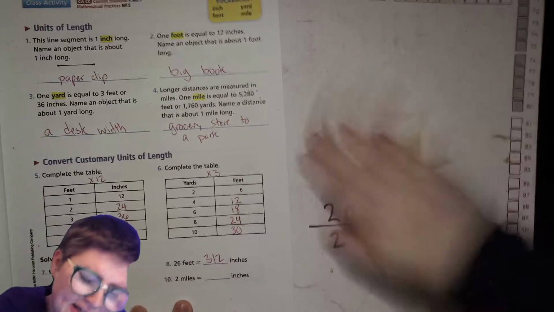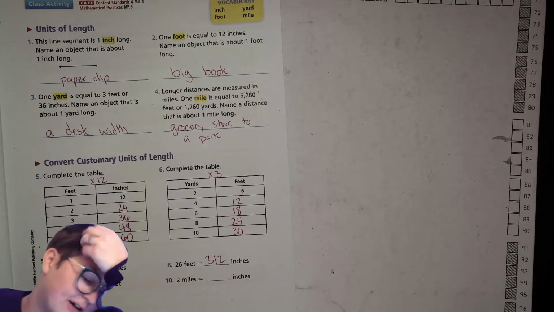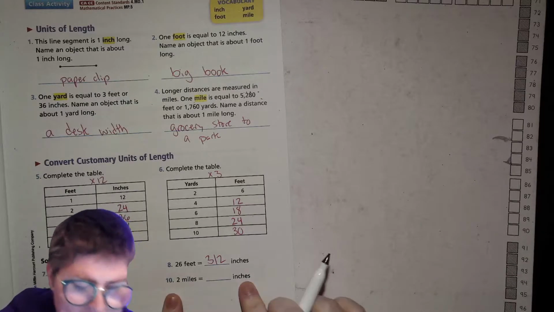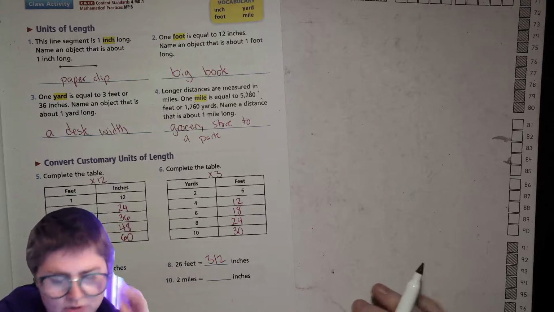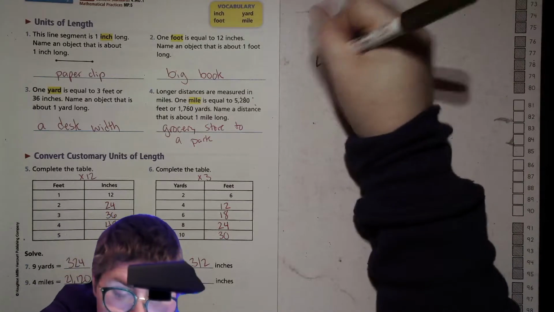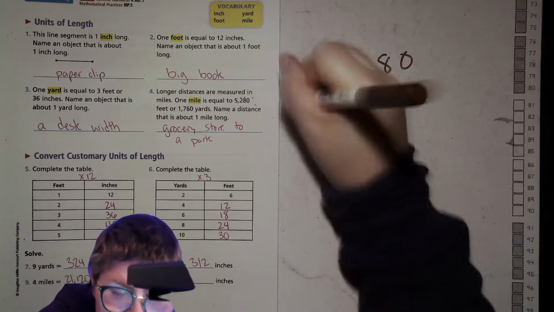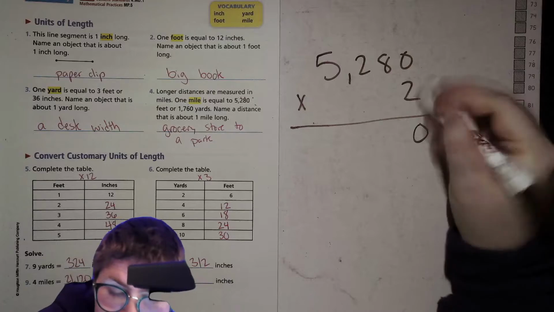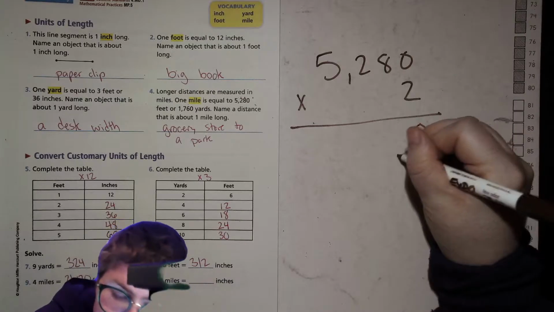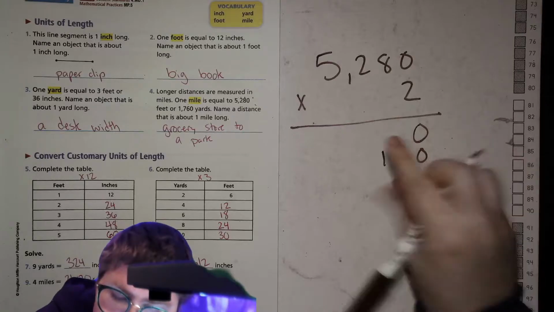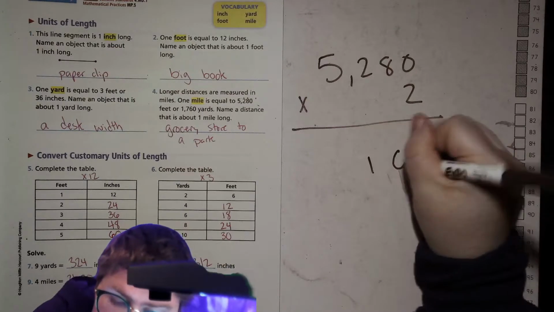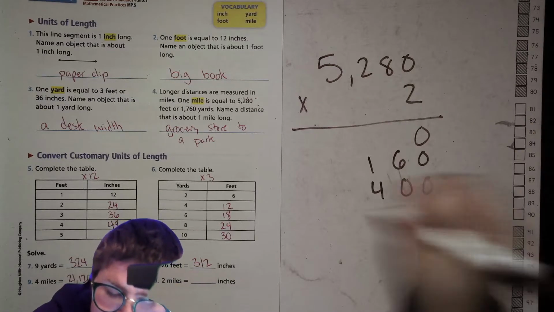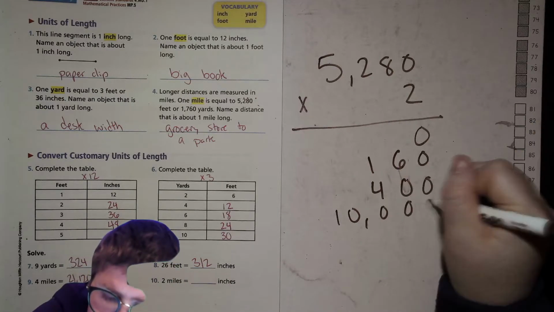And then next one, 2 miles to inches. Oh, okay, so we're gonna have to take it to feet and then multiply it by 12 to get to inches. So 5,280 times 2, because there's 2 miles. So 2 times 0 is 0. 2 times 80 is 160. I'll line that up better. 160. 2 times 200 is 400. And 2 times 5,000 is 10,000.